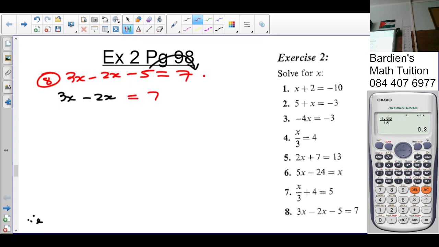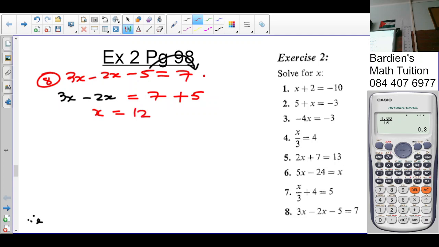So it's going to be 7. We take negative 5 over, it becomes positive 5. You see that 7 is staying on the right hand side. That 7 stays positive. What is 3x minus 2x? X. What is 7 plus 5?